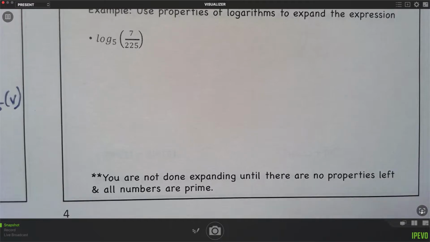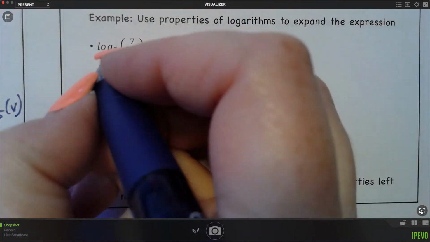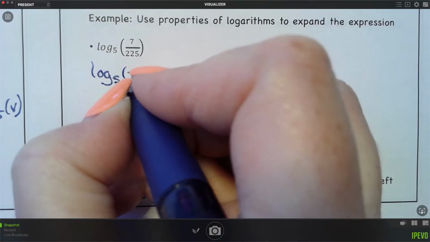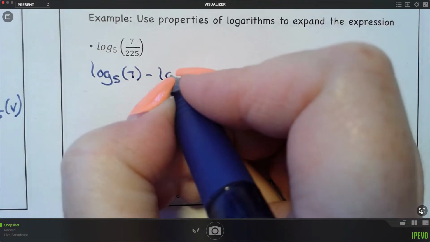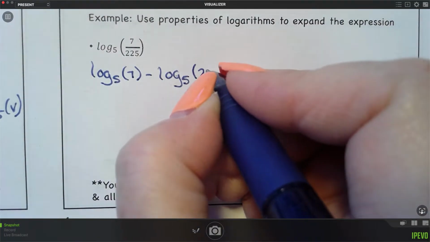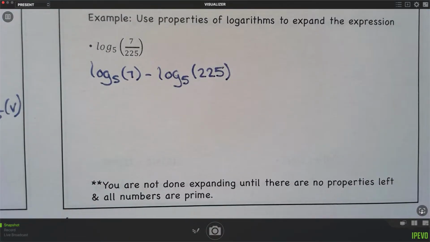So it says expand again. Log base 5. Evidently we like 5s, but it's okay. We are going to use the quotient, aren't we? So it's going to be log base 5 of 7, log base 5 of... Okay, now what's my rule? I'm not prime, am I? No. So I need to break down 225. Well, 225 is not just a power of 5, is it? No. So how do you guys want to go?